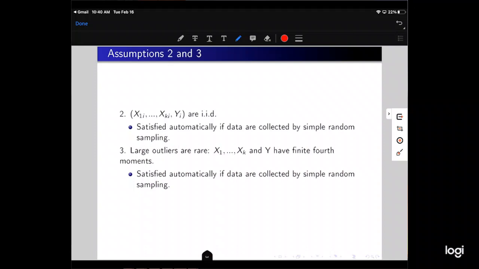Assumptions 2 and 3: the x's and y's are IID, independently and identically distributed. This is satisfied automatically if data are collected by simple random sampling. We're going to assume this is true for the most part in this class. Large outliers are rare. This is also satisfied automatically if data are collected by simple random sampling.